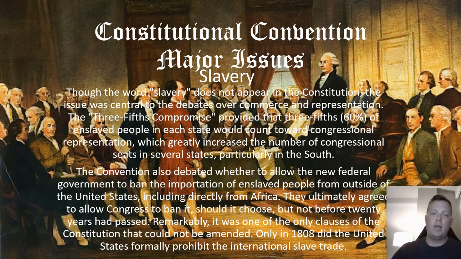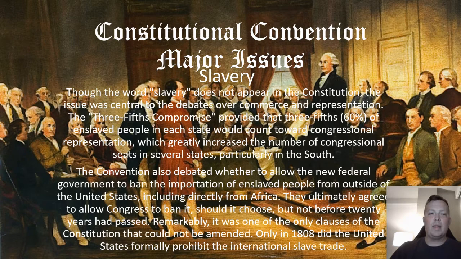Speaking of major issues, slavery is another huge issue that is discussed throughout the Constitutional Convention, Con-Con. And obviously, the word slavery does not appear in the Constitution, but it's very central to the debates going on, especially over commerce and representation. The southern states want their slaves to count towards their population for determining how many representatives they get in the House of Representatives.